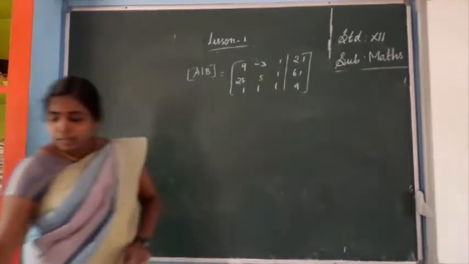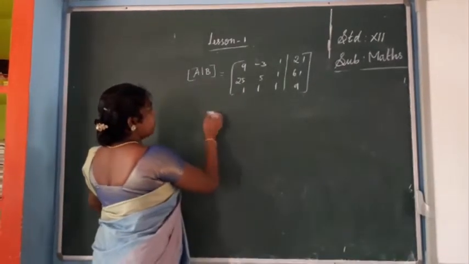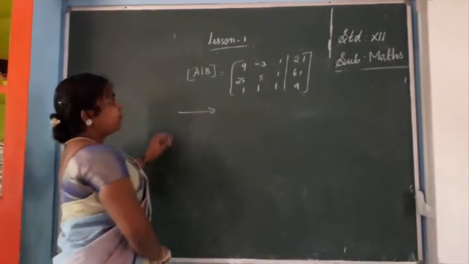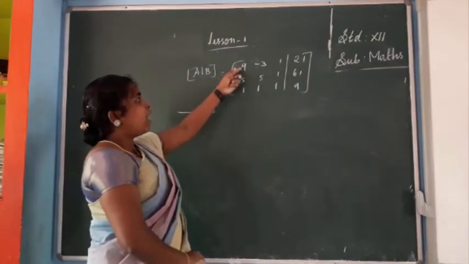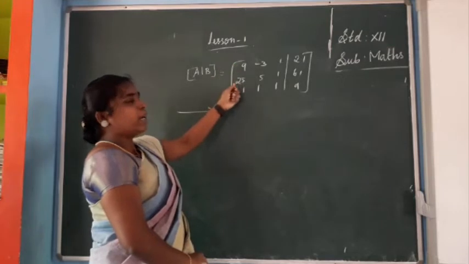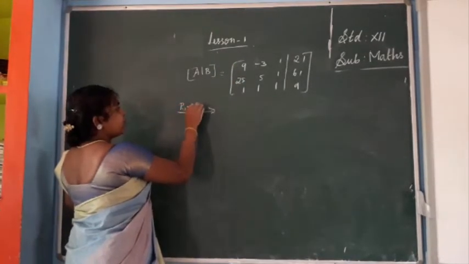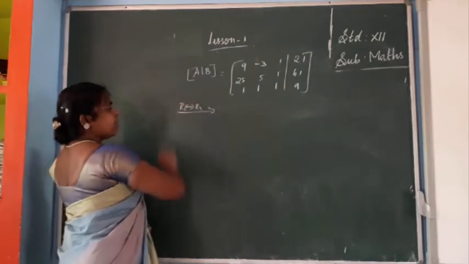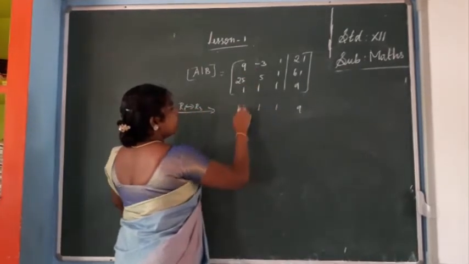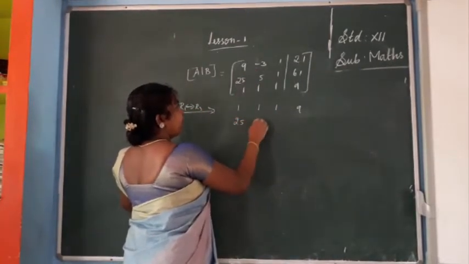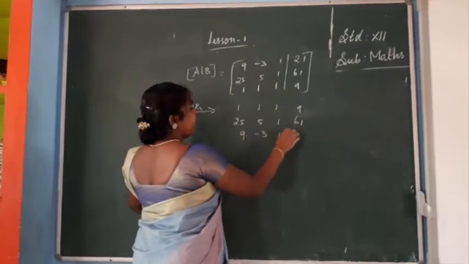Now we can convert into row echelon form. Now you see in the third row, 1 is there, so I am going to exchange R3 and R1, R1 and R3. That is better for calculation. So R1 gives R3, R3 gives R1. So what I get: 1, 1, 1, 9. Next 25, 5, 1, 61. Next 9, minus 3, 1, 21.